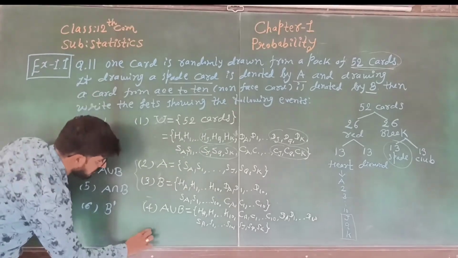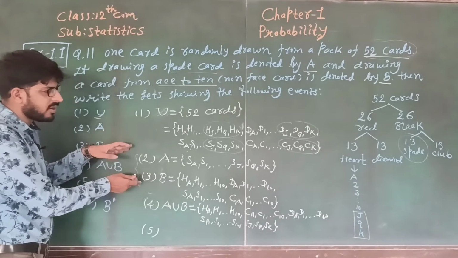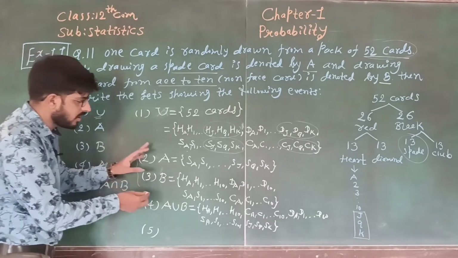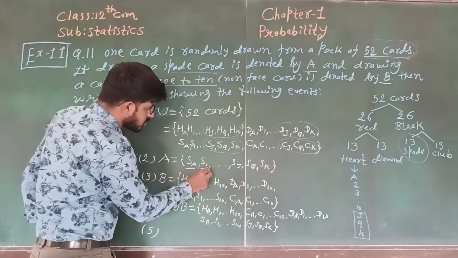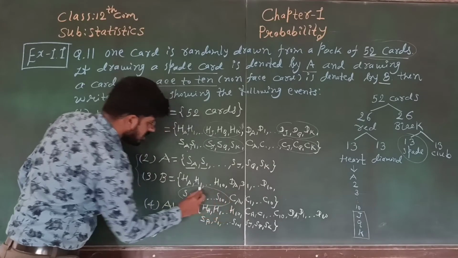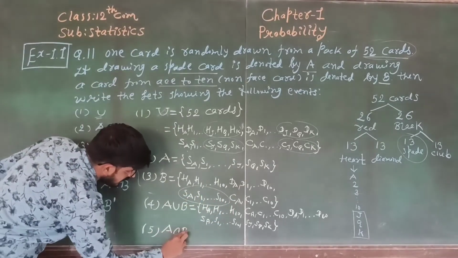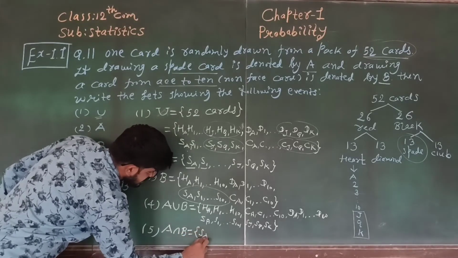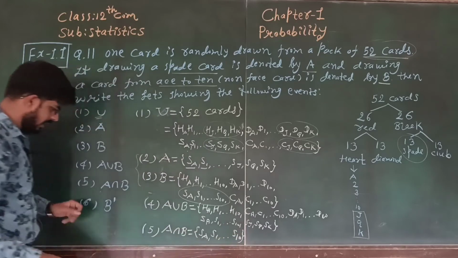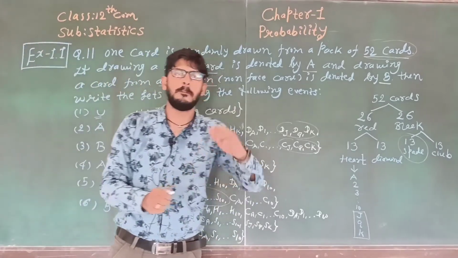Now next, fifth number, A intersection B. So we are going to find the common elements to both sets A and B. So here SA, S1 to S10 will be common. Simply we get A intersection B equal to SA, S1 to S10.